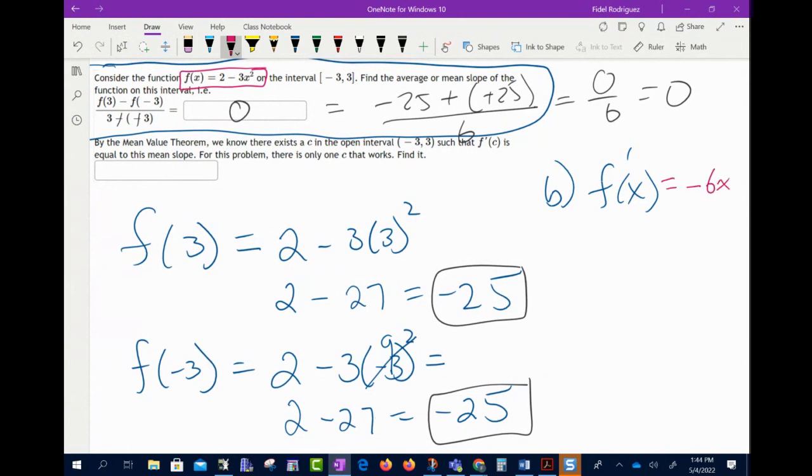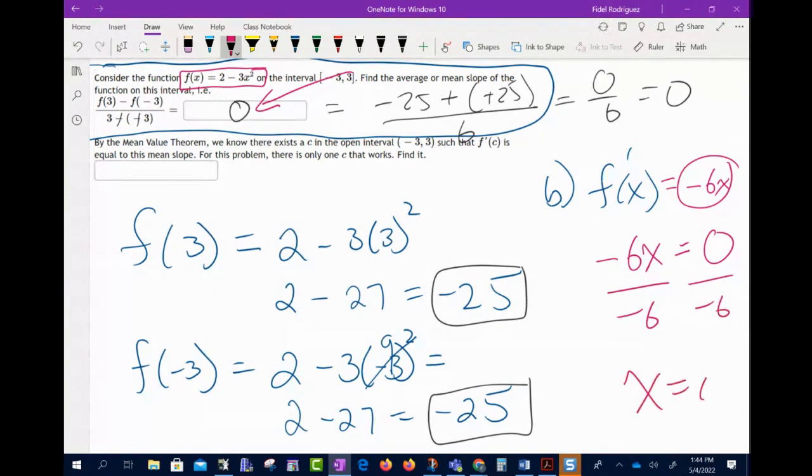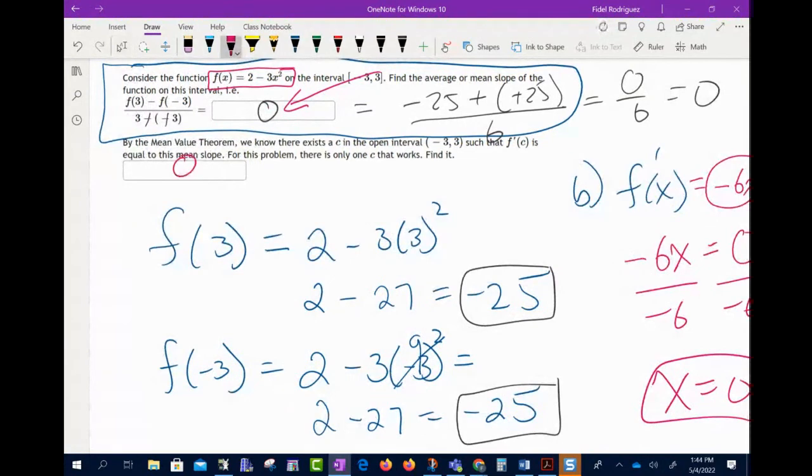Negative 6x. Okay. So part B, guys, says now what we're going to do, we're going to take that derivative and we're going to set it equal to the answer that we came up with over here. We'll look at the answer we came up with. In this case, we came up with the answer being 0. So we're going to set it equal to 0. Okay. So when I divide both sides by a negative 6, everybody agree I'm coming up with an x equals 0? That's all we're trying to find right here.